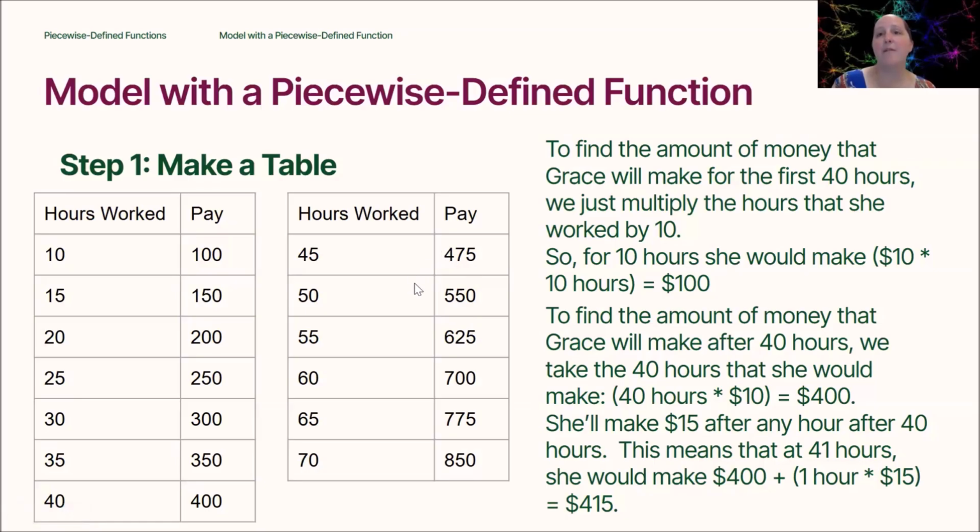So for 45 hours, she makes her $40 base pay, which is $400. And then she also gets paid $15 for each additional hour she works. So she worked 5 additional hours of overtime. So 5 times 15 gives me that $75. That's where I get the $475 from. Okay.